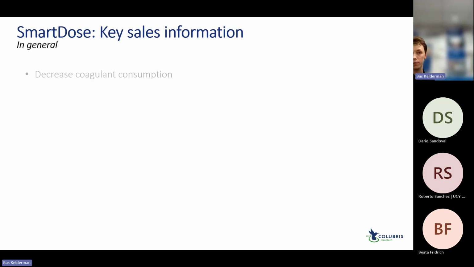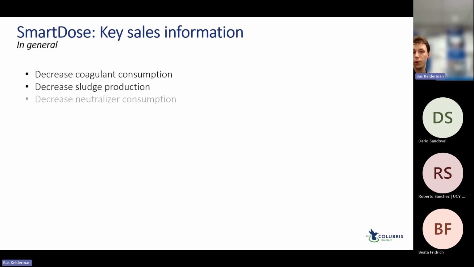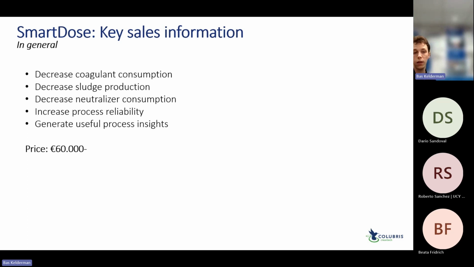If you have a new client, then it's of course a lot more interesting because they can significantly benefit from a decreased coagulant consumption, a decrease in sludge production, also neutralizer. So if you're not overdosing as much acidic coagulant, you don't need as much sodium hydroxide to neutralize it again. The process becomes a lot more reliable. You get some useful insights in it. And you get all that for 50 or 60,000 euros, depending on which particular edition of the SmartDose you get.